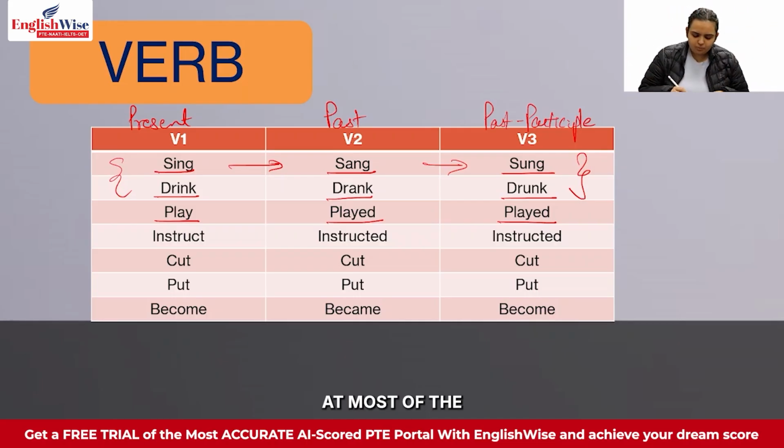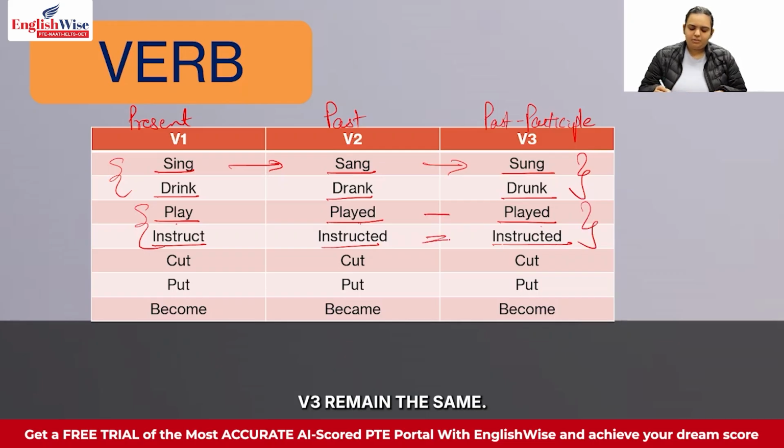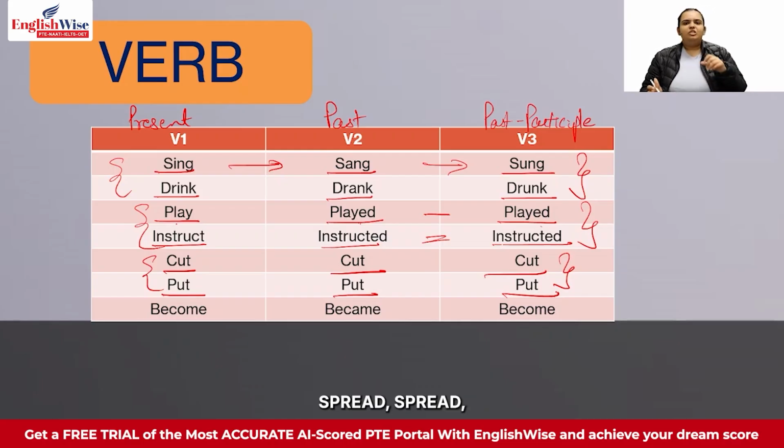But if you look at most of the words, they are play, played, played, instruct, instructed, instructed. So most of the times what happens is your V2 and V3 remain the same. Okay, so V2 and V3 are mostly the words ending with ed, and with some words they remain the same throughout. So cut remains the same throughout. Puts remains the same throughout. Same with spread, it remains the same throughout.